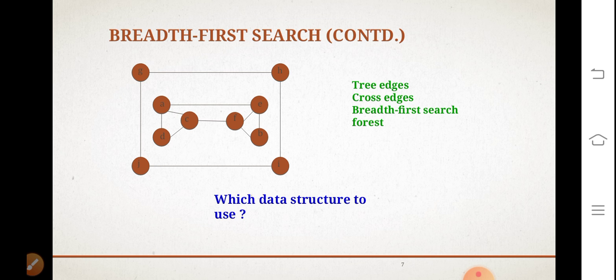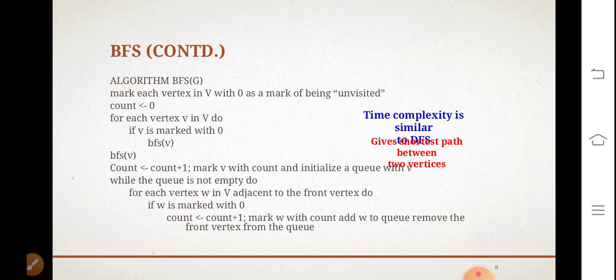So which data structure to use for solving this kind of problem, this kind of forest? Here it is not a connected graph, it is a forest because there are two trees in this graph. So it is not connected, so it is a forest. So which data structure to use for this problem? That is BFS, breadth first search.